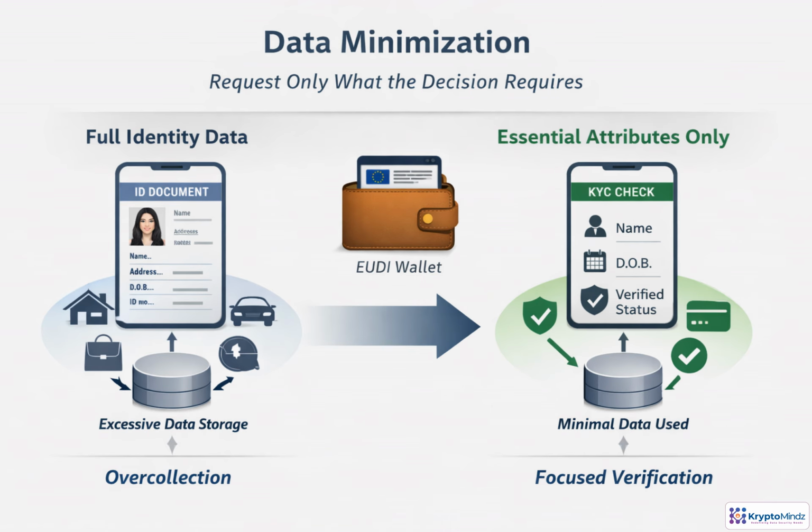Data minimization starts from a simple question. What decision are we making, and which attributes are strictly necessary to reach it? For a KYC or eligibility check, that might be age, name, address, and a verified status, not a full copy of someone's ID document. Keep mandatory attributes clearly separated from nice to have marketing or personalization data, and revisit these choices regularly as regulations, products, and risk models change.